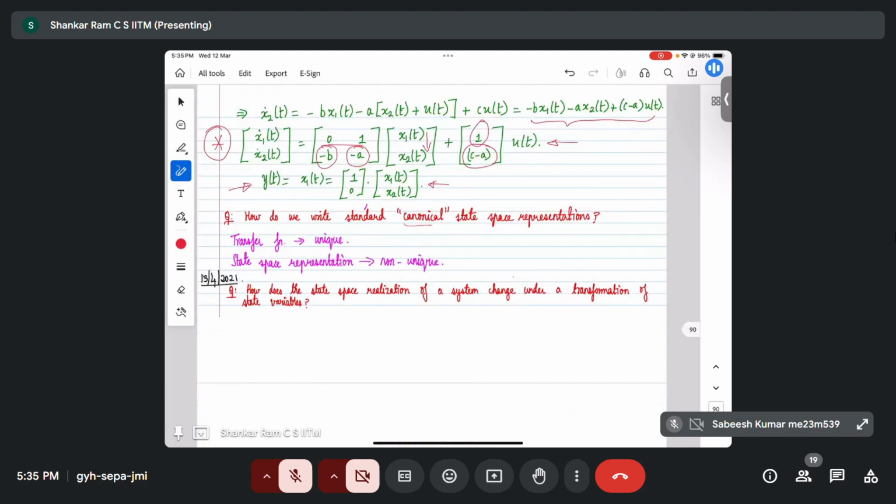That's where we will be learning a few canonical state space representations. So what do we mean by canonical? You and I will end up learning some state space representations which are standard and useful, so that we can directly choose the state variables from the governing equations and use them for either control design or estimator design and so on.